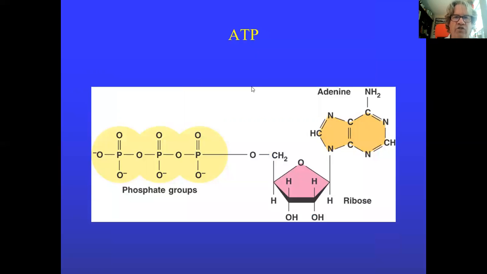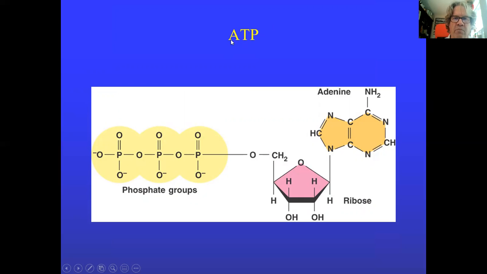Okay, so how do cells store energy? This energy is released in these processes. Well, they use a molecule called ATP. Generally, there are actually some other molecules that do energy storage also, but ATP is the big one. We'll hit the other ones later when they're relevant.